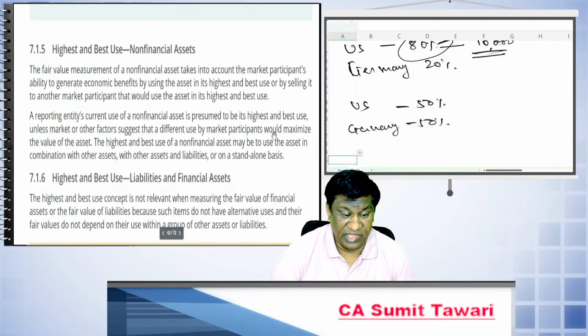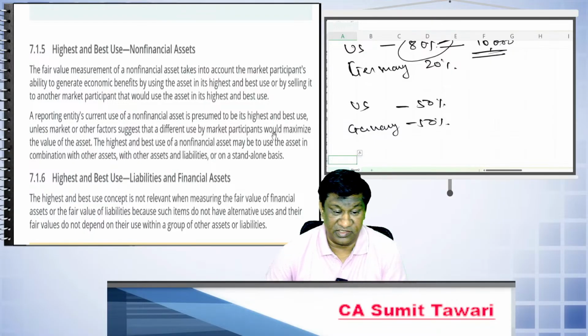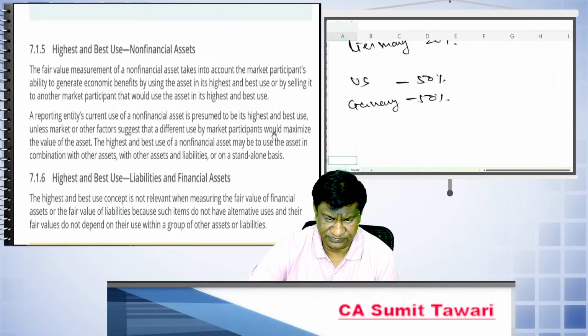Then highest and best use, for non-financial assets. Fair value measurement of a non-financial asset takes into account the market participant's ability to generate economic benefit by using the asset in its highest and best use, or by selling it to another participant that would use the asset in its highest and best use.